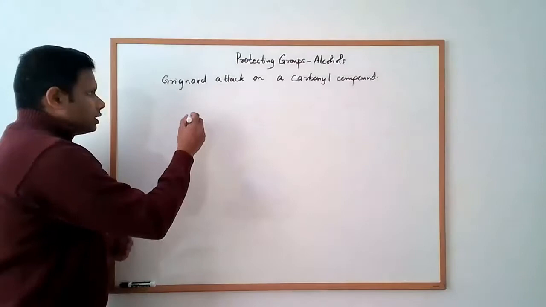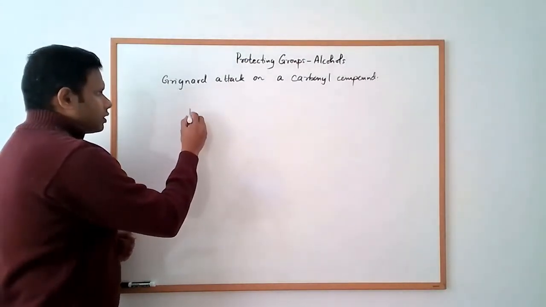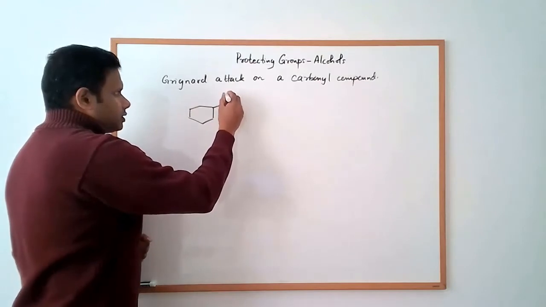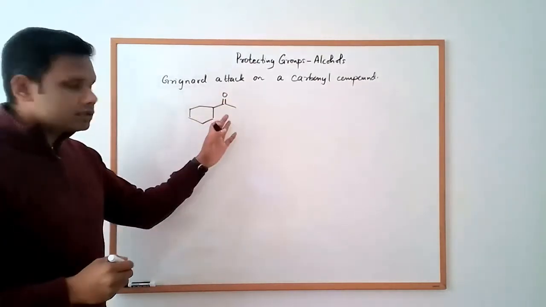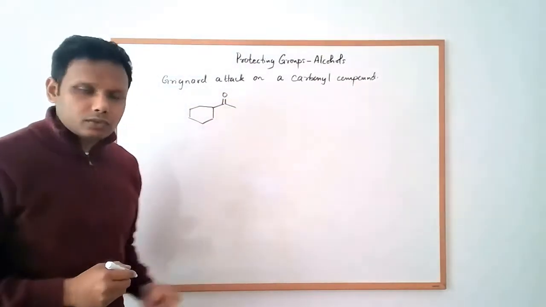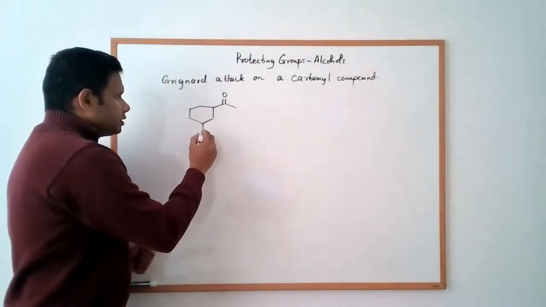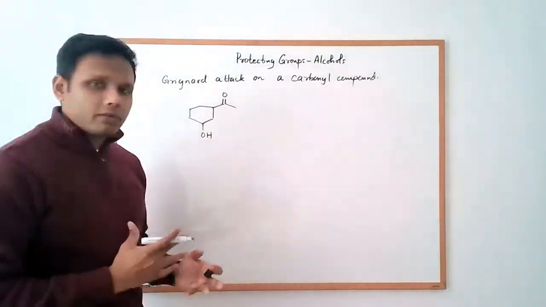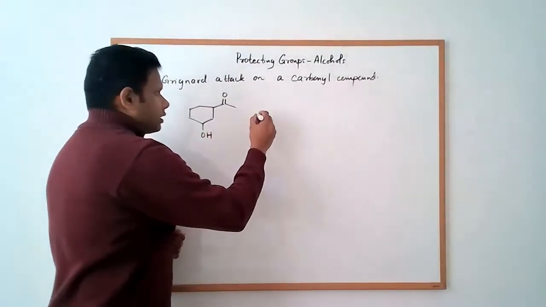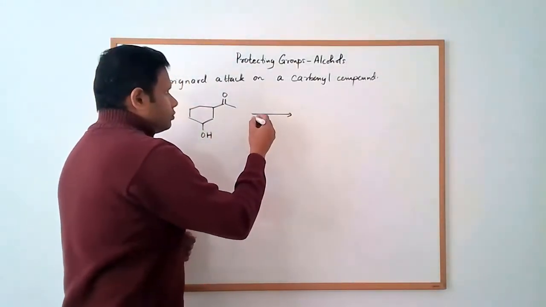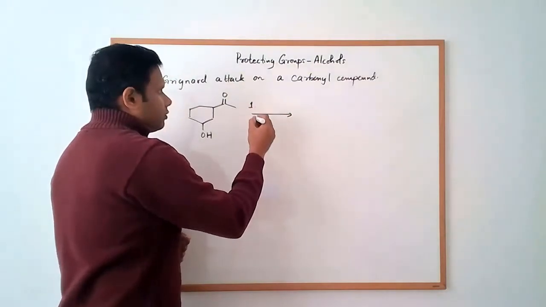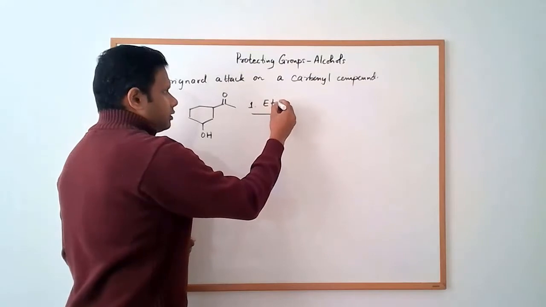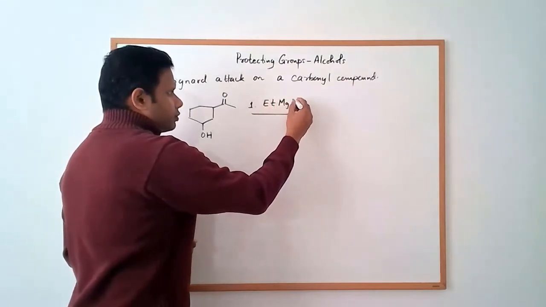Okay. So let's assume that we have a carbonyl compound, but this compound has an additional functional group in it. Okay, so there is a carbonyl group in it, there's a ketone group, but additionally, this molecule has an alcohol group in the compound. And what we want to do is we want to react this compound with a Grignard. So let's say we have ethyl magnesium bromide.